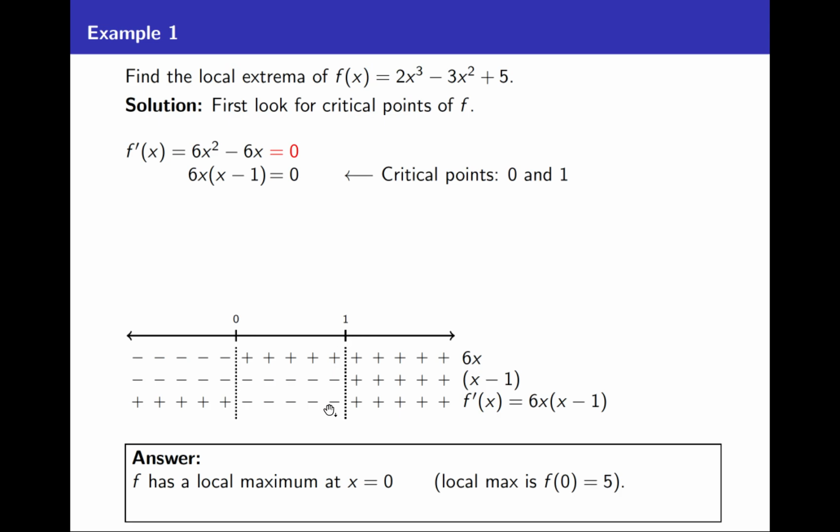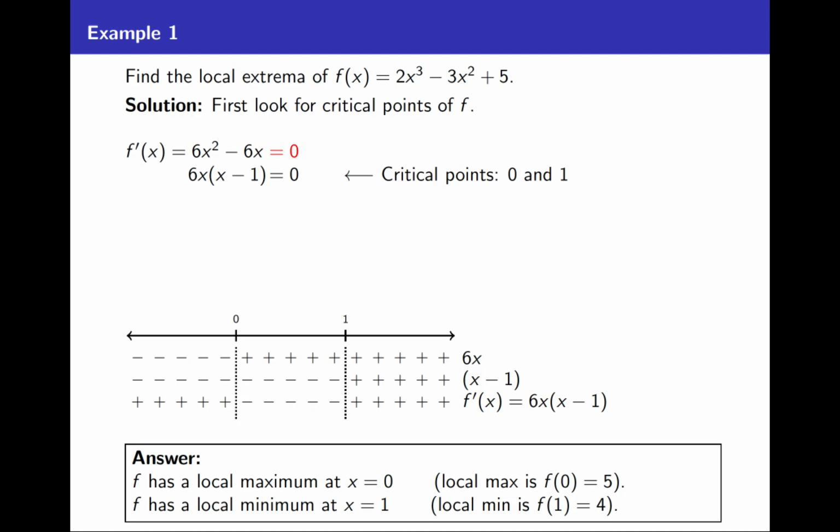At 1, the derivative changes from negative to positive. So remember what the first derivative test says about that. You have a local minimum at x equals 1. That's the location of the local minimum. It occurs right there at x equals 1. The actual local minimum is the y value, f of 1, which would be 2 times 1 cubed minus 3 times 1 squared plus 5. f of 1 equals 4. So f has a local minimum at x equals 1, and that local minimum is f of 1 equals 4. That's its y value.